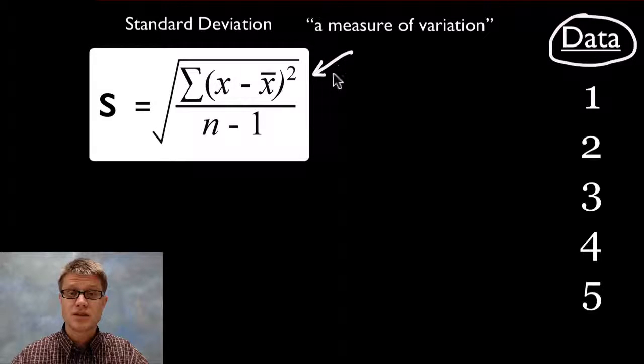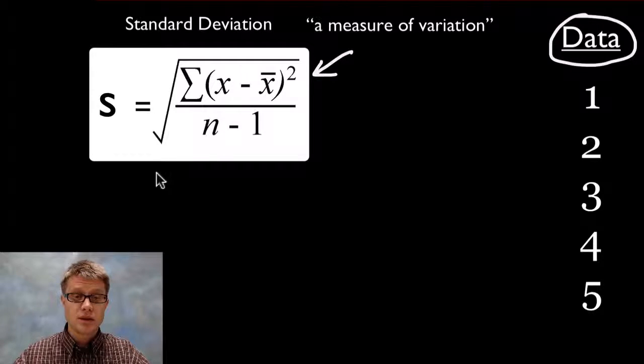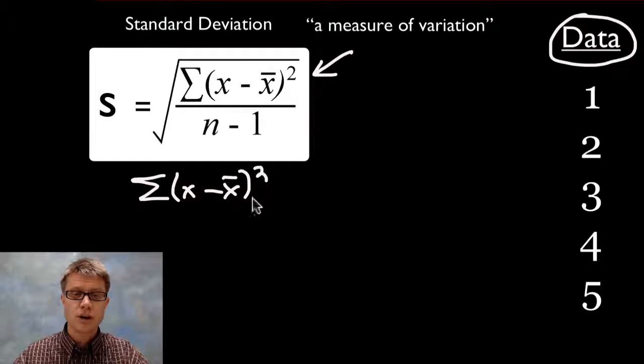And so let's go to the scariest part to begin with. Let's look at what's going on right here underneath that square root. What this is, the summation of x minus x bar squared, basically means for each of these data points that I have, we're going to have to figure out what's right here: x minus x bar. And so the first thing we have to do is figure out what the average is. We have to figure out what x bar is.